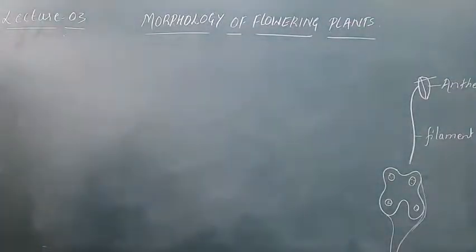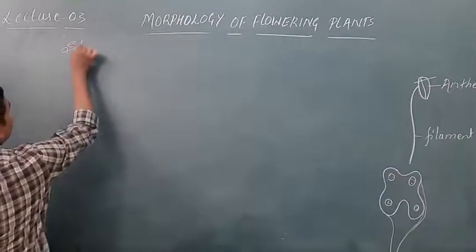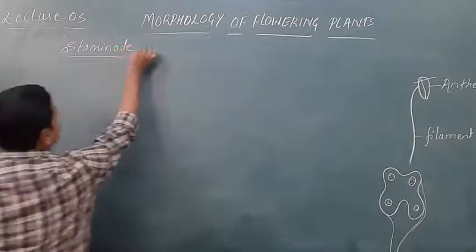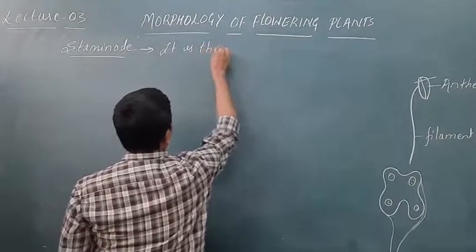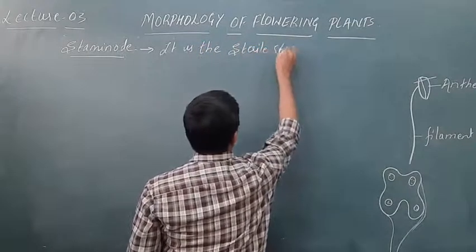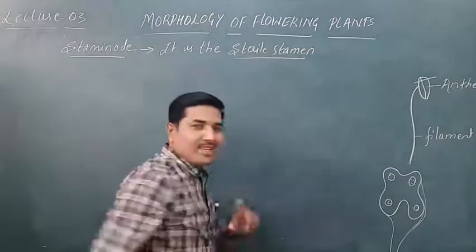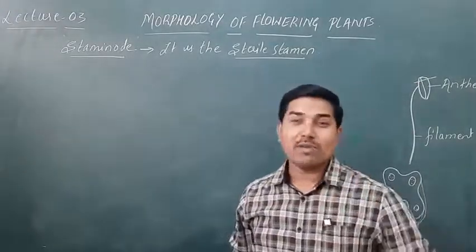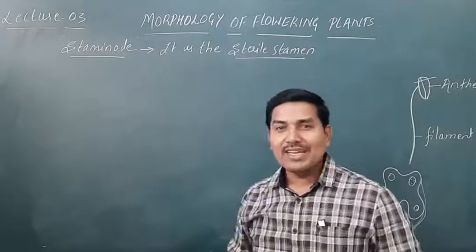Okay, let us come to the next part. For a sterile stamen, we use a term called staminode. Staminode is the sterile stamen. So sterile stamens are called what? They are called staminodes. It is an objective one-mark level question. What is staminode? Sterile stamen is called a staminode.